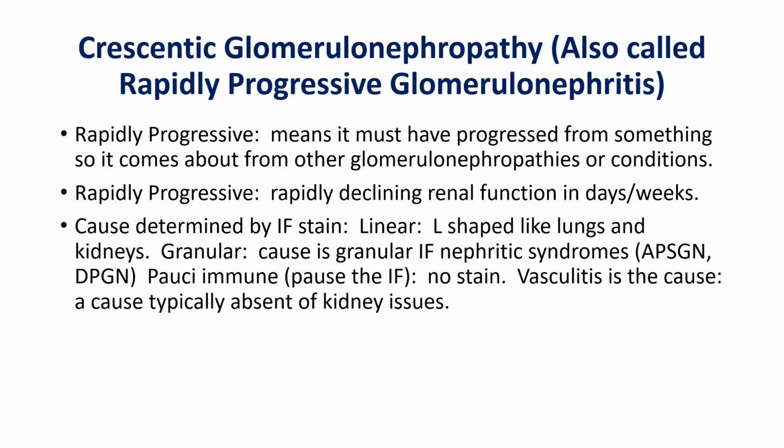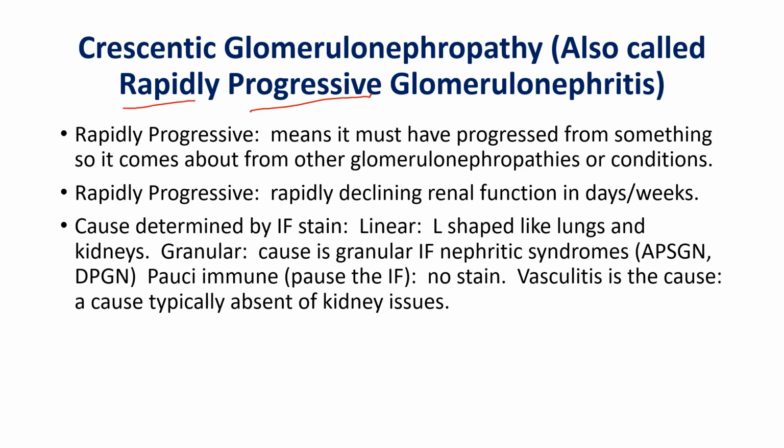Okay, we're going to use the first part of this, the rapidly progressive glomerulonephritis, to get an idea of what's going on. Basically, rapidly progressive glomerulonephritis, or RPGN, is exactly what it sounds like. It is a nephritic syndrome that is now rapidly progressing.